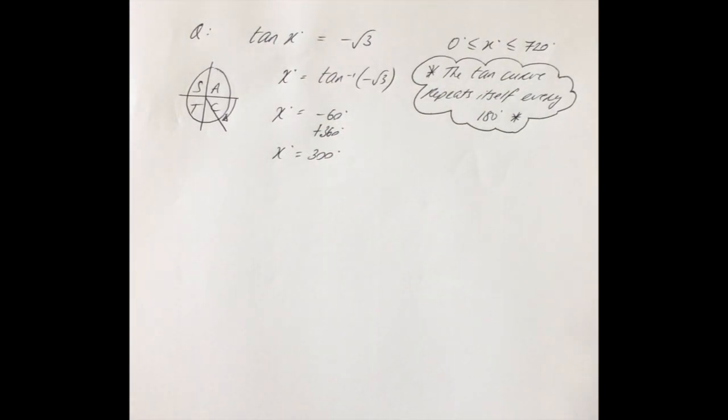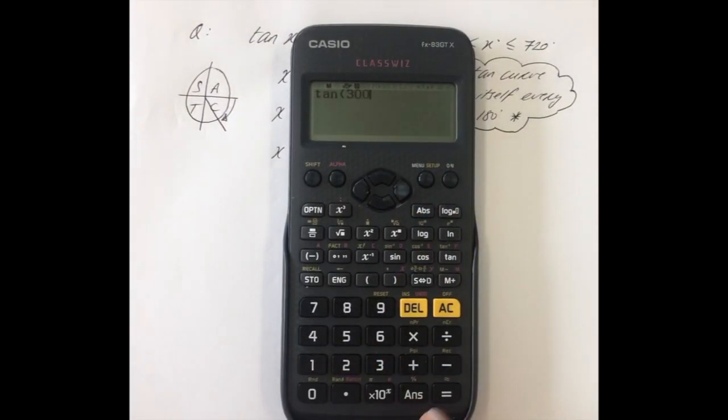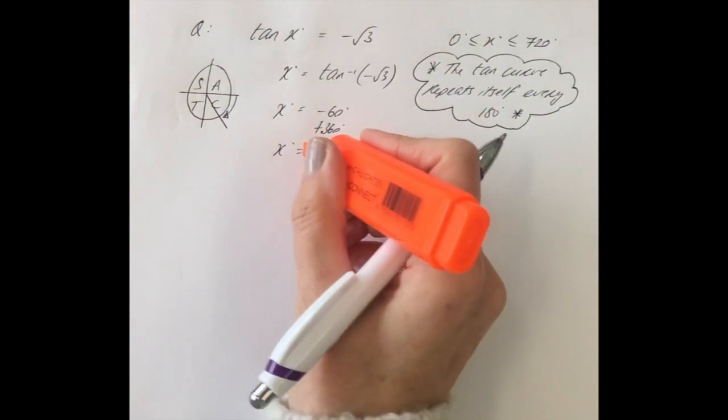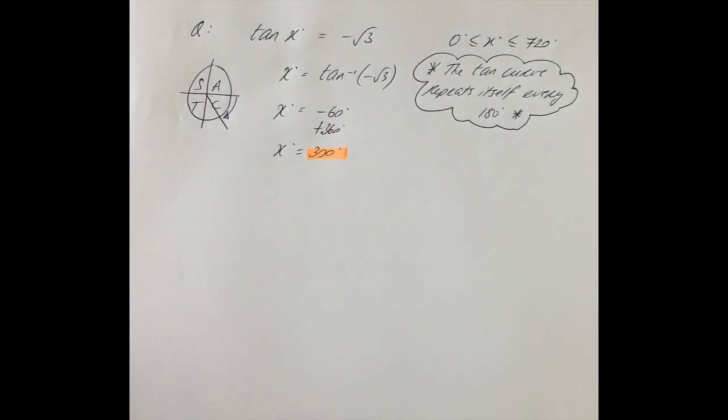So check that for yourself. Tan of 300 is minus root 3. Okay, good. So we're on the right track. So there's our first of our main solutions.